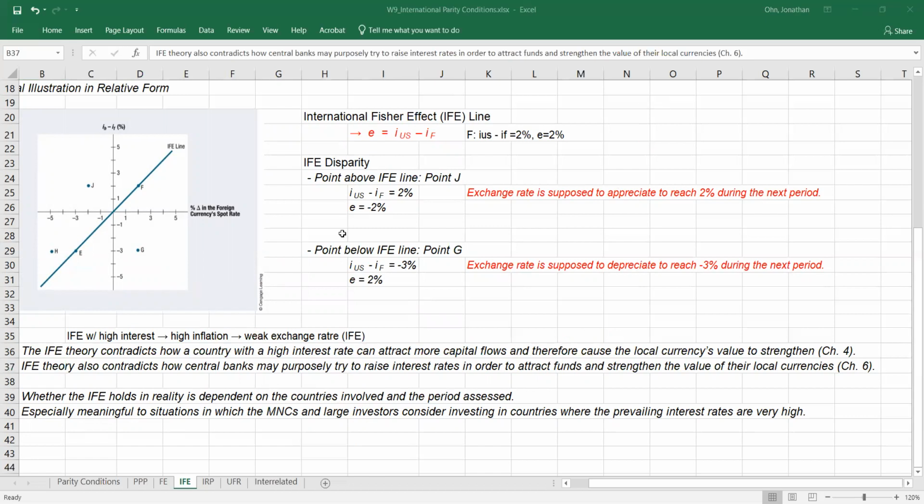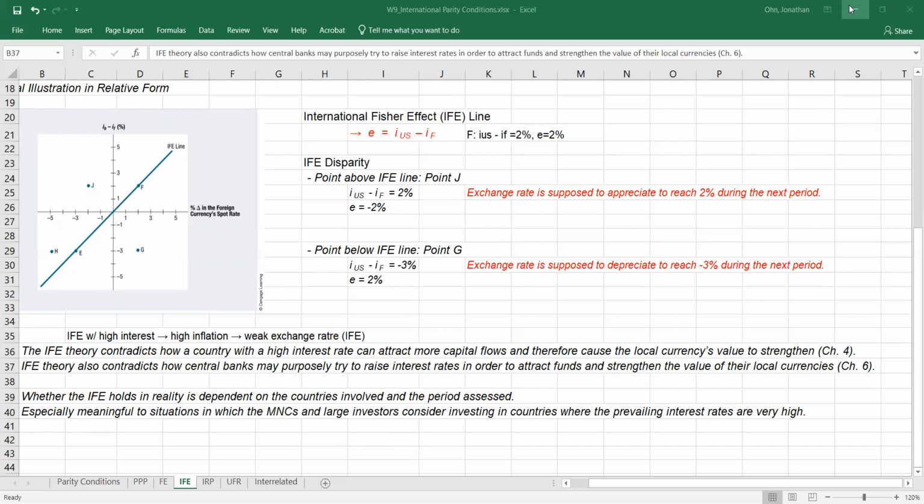Caroline, can you read the second part? Yeah. Okay. Whether the IFE holds in reality is dependent on the countries involved in the period assessed, especially meaningful to situations in which the multinational corporations and large investors consider investing in countries where prevailing interest rates are very high. Okay, all right. So whether IFE holds in reality is dependent on the countries involved and the period assessed. Okay, that's true.